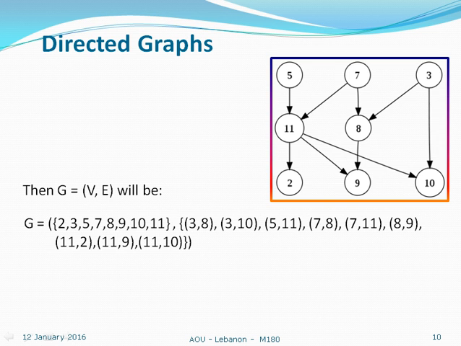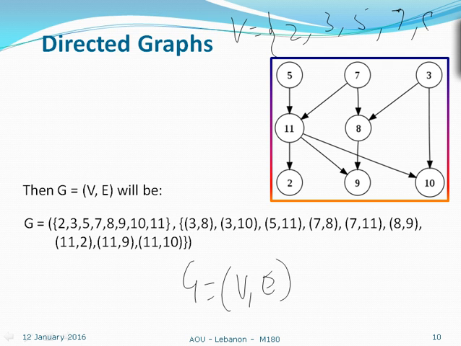Now it is a directed graph given over here. So again, the directed graph G is what? It is a set of vertices and the edges, where the vertices over here are 2, 3, 5, 7, 8, 9, 10, 11. This is the set of vertices.